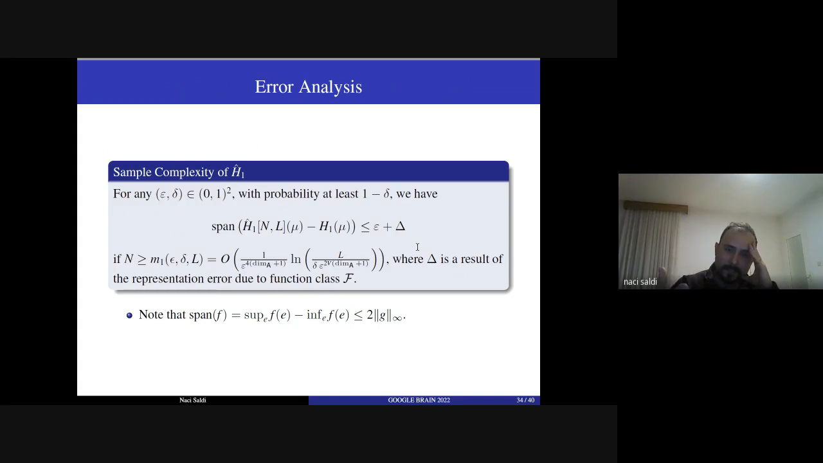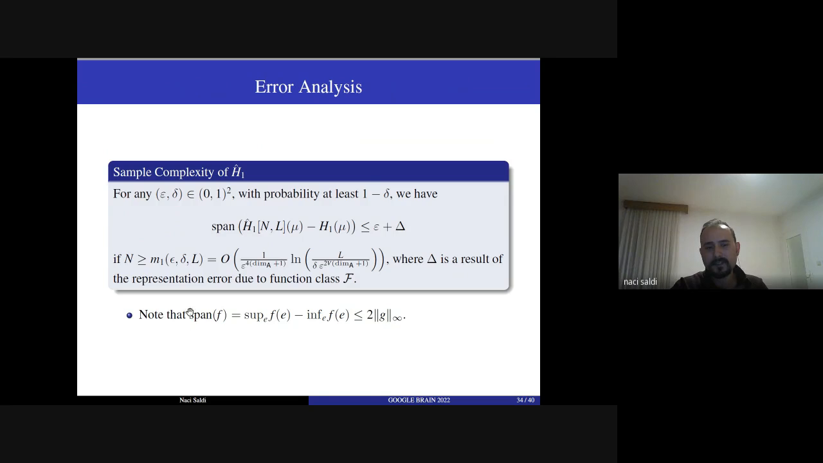Okay, and it says the following. The span seminorm between H1 hat and H1 is very small if you pick N and L large enough. Again, we have delta, which is the representation error, and we expect that this is very small.